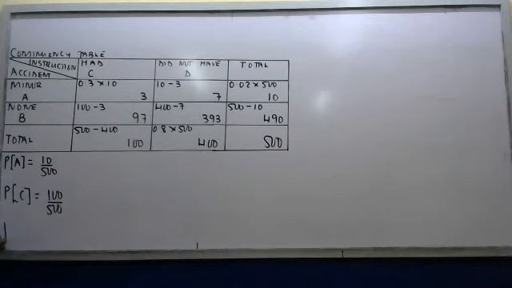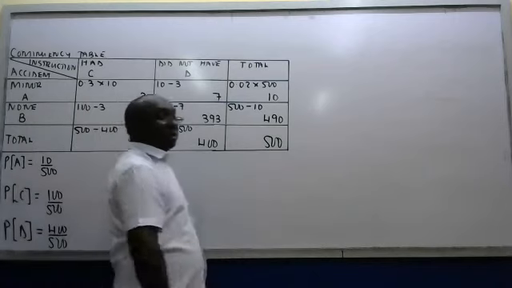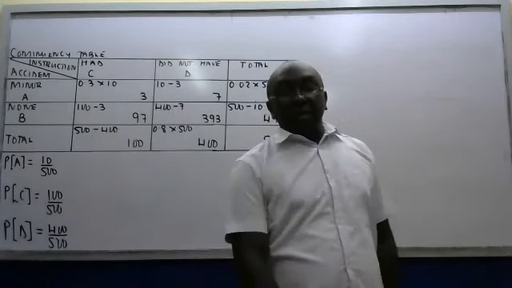If we are told to get probability of D, you simply go to where we have D, which is 400, and you divide by 500. Those are standalone probabilities.